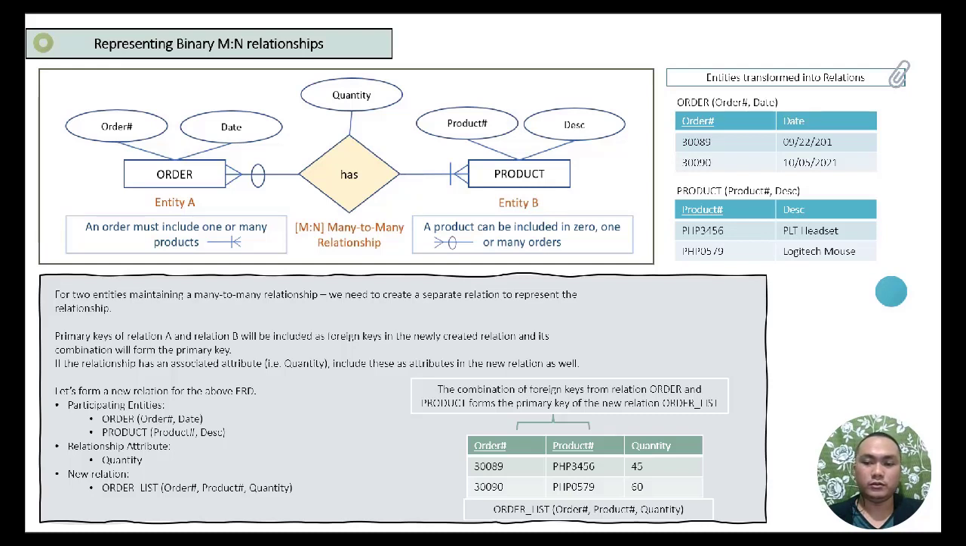We can form the new relation which will have the following schema: order list with the following fields: order number, product number, and quantity. The combination of foreign keys from relation order and product forms the primary key of the new relation order list.